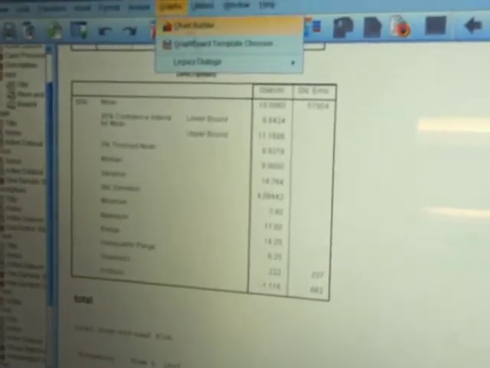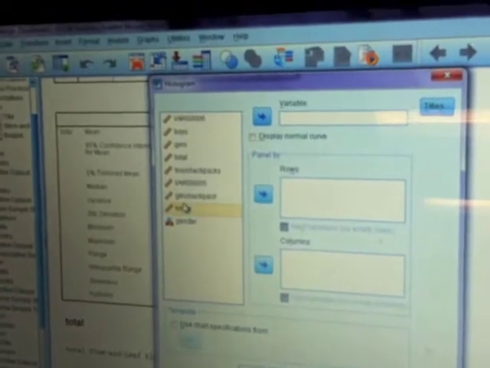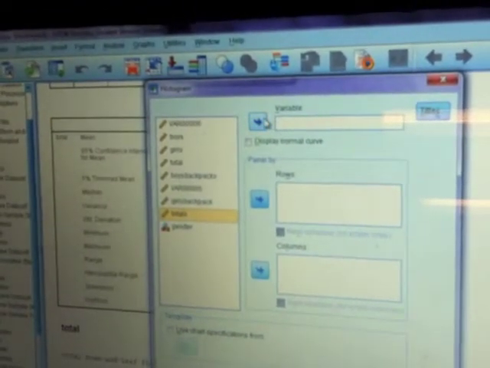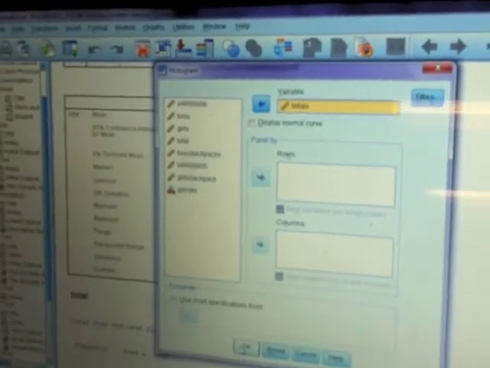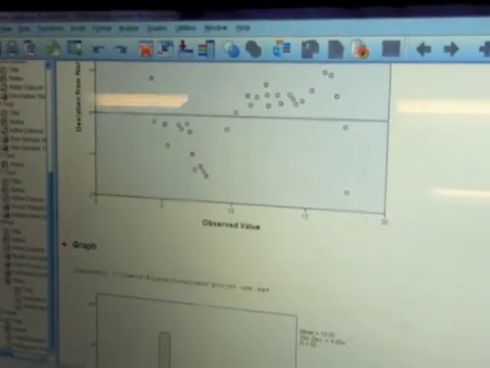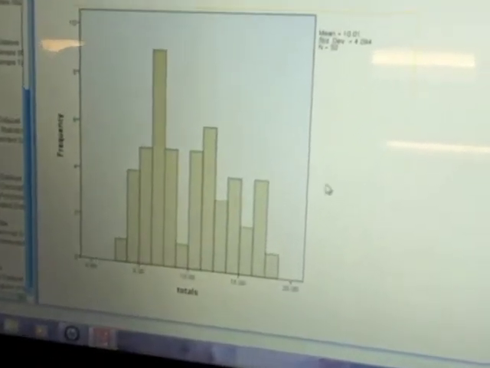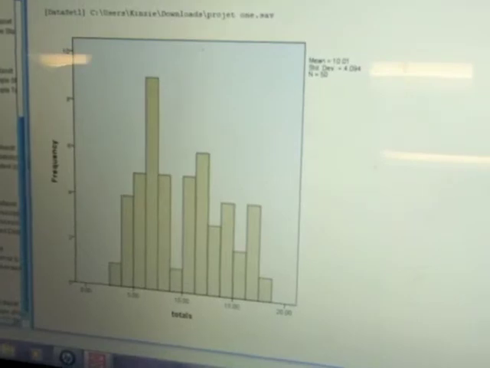To get our histogram, we went to Legacy histogram. We selected total for variable, and we push OK. And here's how we got our histogram right here, and this is for total girls and boys combined.